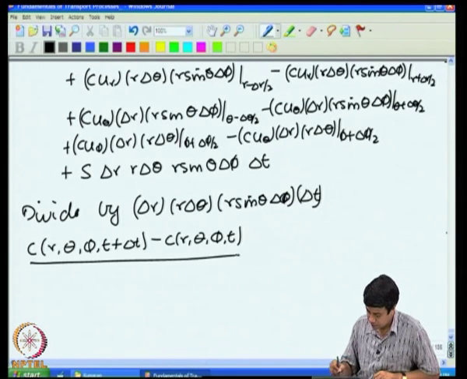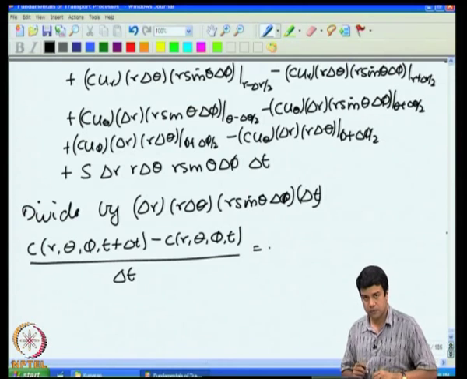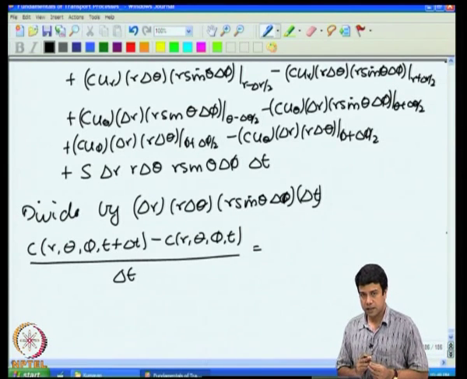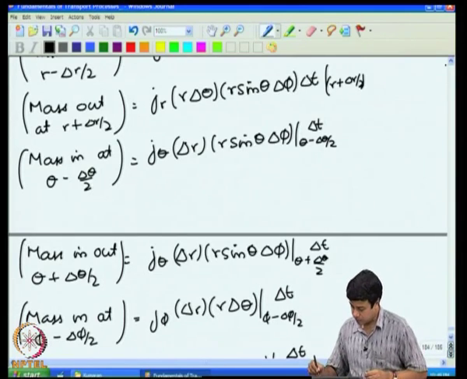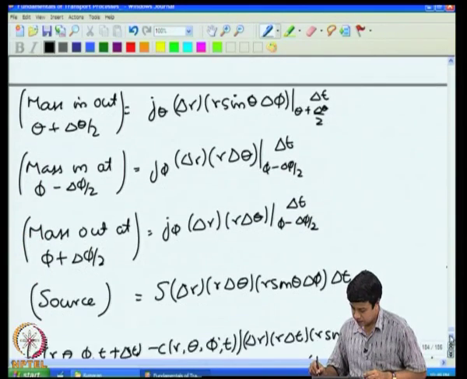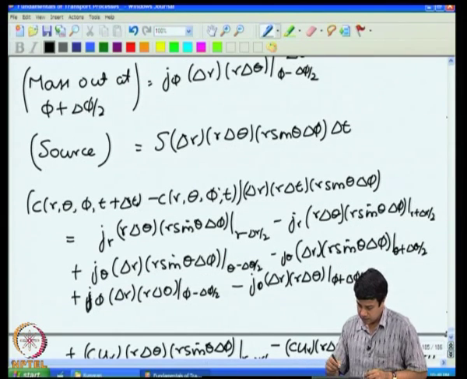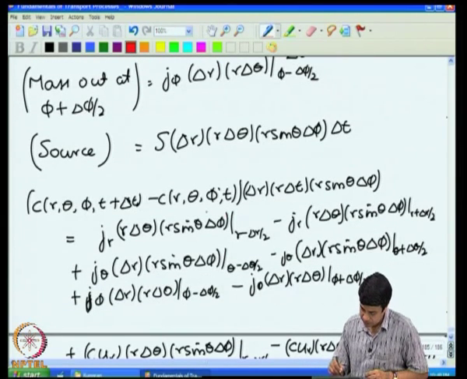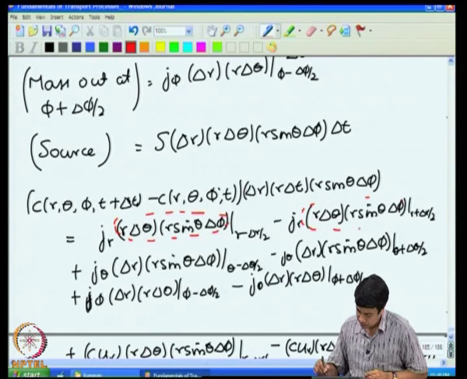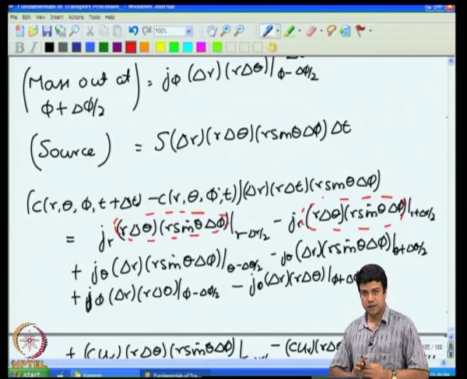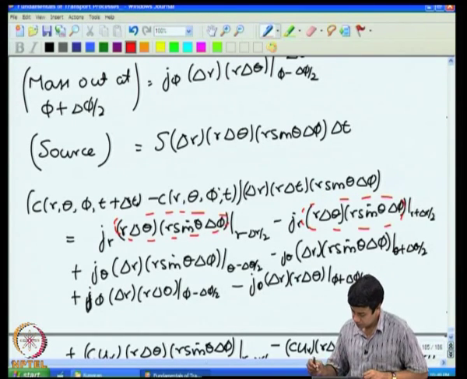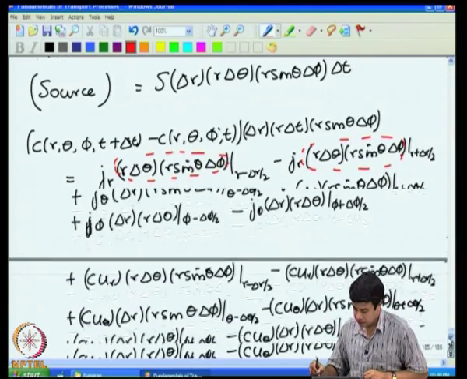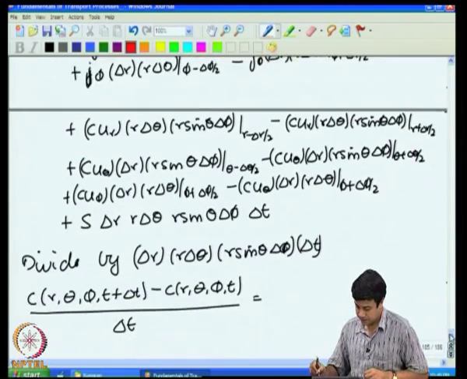whole thing divided by delta t is equal to, now when I divide I have to be careful, because the surface areas here are now dependent upon r. Okay. The surface areas here, in this case for example, this area and this area are not evaluated at a constant value of r. Both of these surface areas are not evaluated at constant values of r. Therefore, you cannot just divide r on the left hand side and the right hand side. Okay.